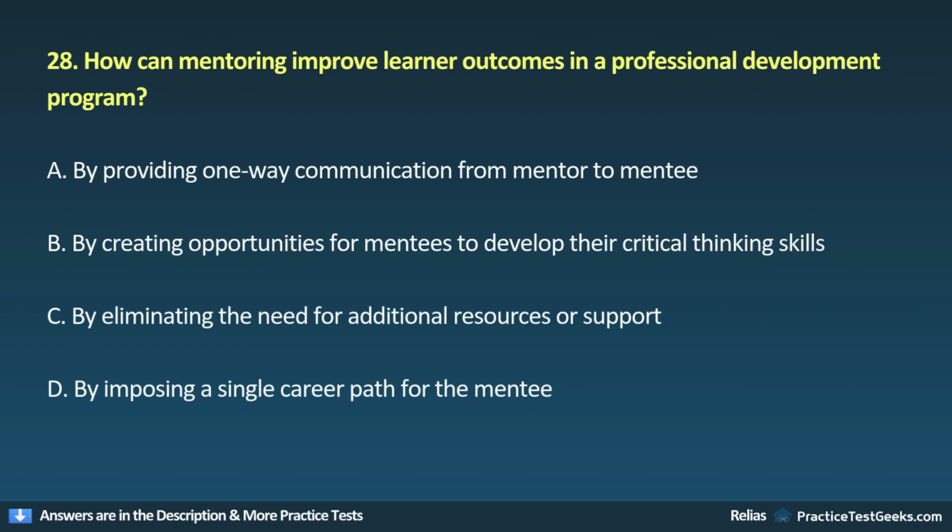28. How can mentoring improve learner outcomes in a professional development program? A. By providing one-way communication from mentor to mentee. B. By creating opportunities for mentees to develop their critical thinking skills. C. By eliminating the need for additional resources or support. D. By imposing a single career path for the mentee.